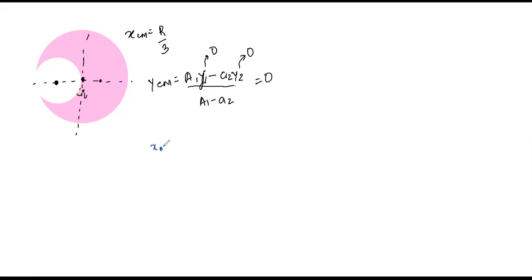It means for the new pink shaded region, xcm is equal to r by 3 and the ycm is equal to 0. So the point will lie somewhere over here at the point r by 3 comma 0, because we know this entire distance is r by 2 and this is r.